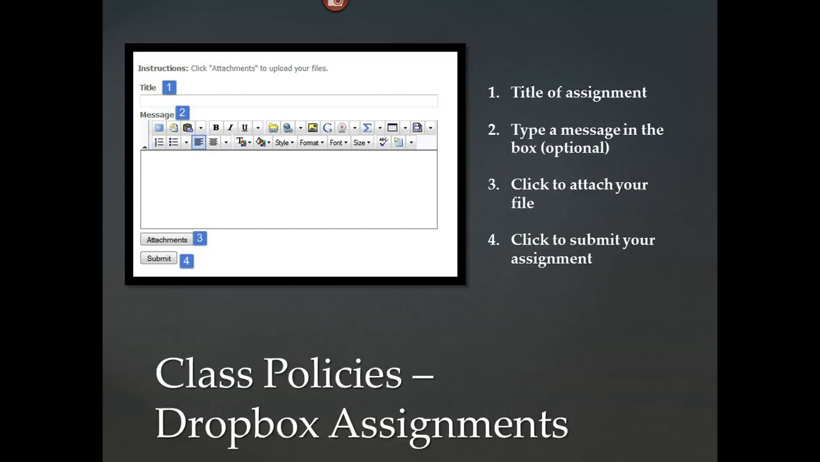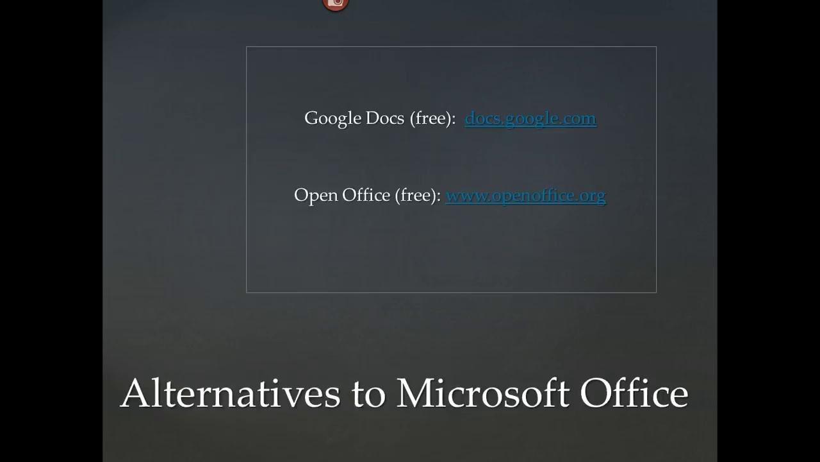You're going to click the attachments to attach your file and browse for that file, and then you're going to submit it to make sure it actually goes into the Dropbox. If you do not have Microsoft Office, you can use Google Docs or OpenOffice, which are both free. But right now, while you're a college student, you can get Microsoft Office 365 for free. So make sure that you go online and check that out.